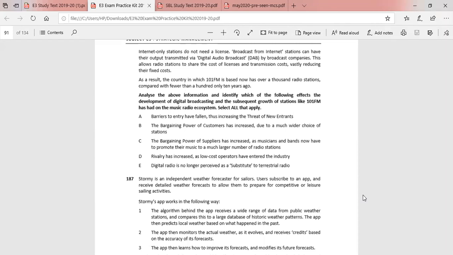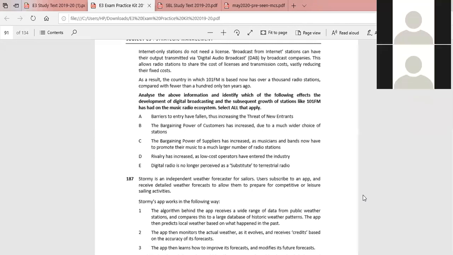Analyze the above information and identify which of the following affects the development of digital broadcasting and the subsequent growth of stations like 101 FM has had on the music radio ecosystem. Select all that applies.